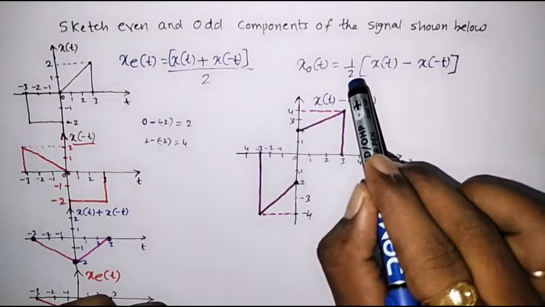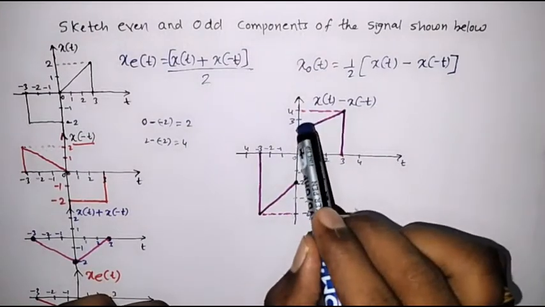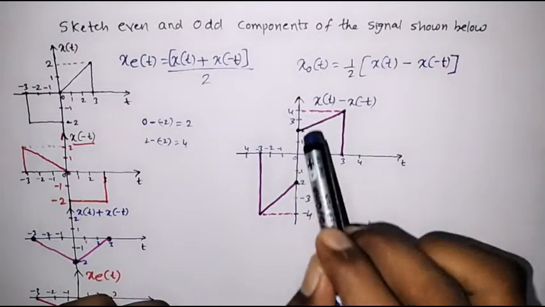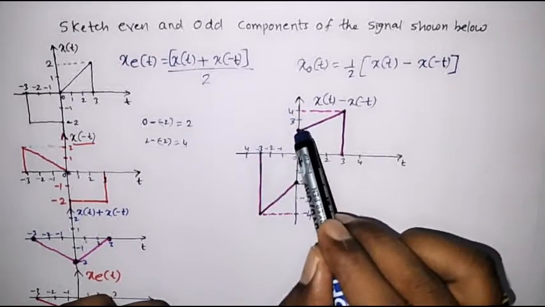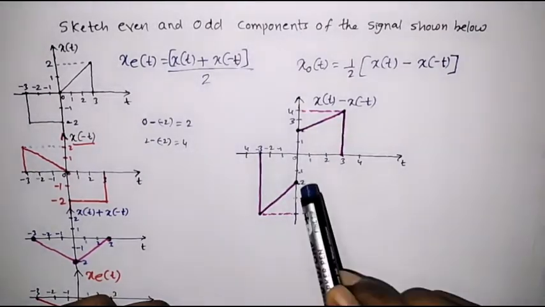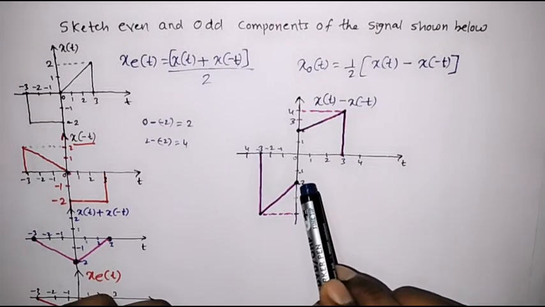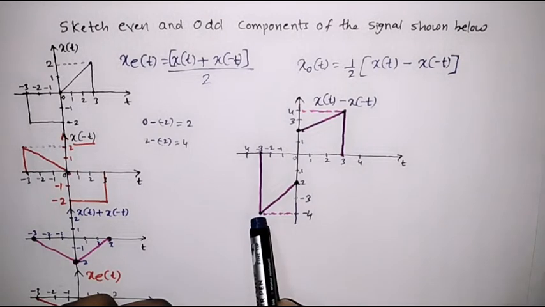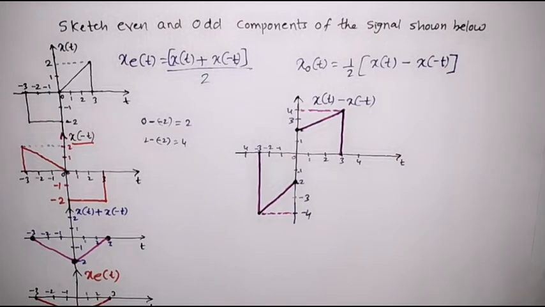Now we are supposed to divide it by 2 to get xo of t. So here dividing by 2 is nothing but dividing the amplitude by 2. That is, this part will appear at t at 2, and this point will appear at 1, and here which exists at minus 2, dividing by 2 it will appear at minus 1, and this part which is at minus 4 will appear at minus 2. I will draw this waveform here.